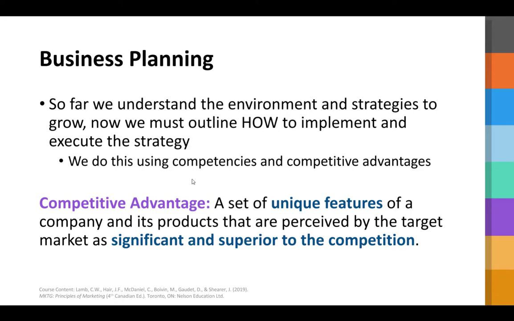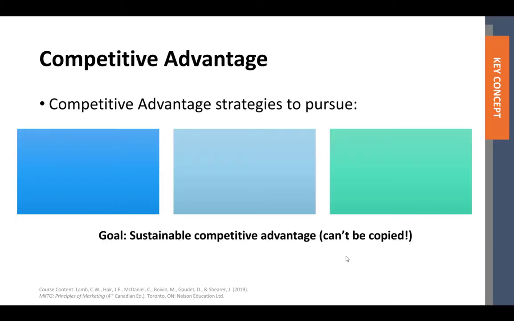Remember that initial slide where we have the 3 levels, business planning, corporate planning, etc.? So we understand the environment and strategies to grow. Now we must outline how to implement. How are we going to build that competitive advantage, get that unique set of features that our company will build and that our customers will perceive as significant and superior to the competition?